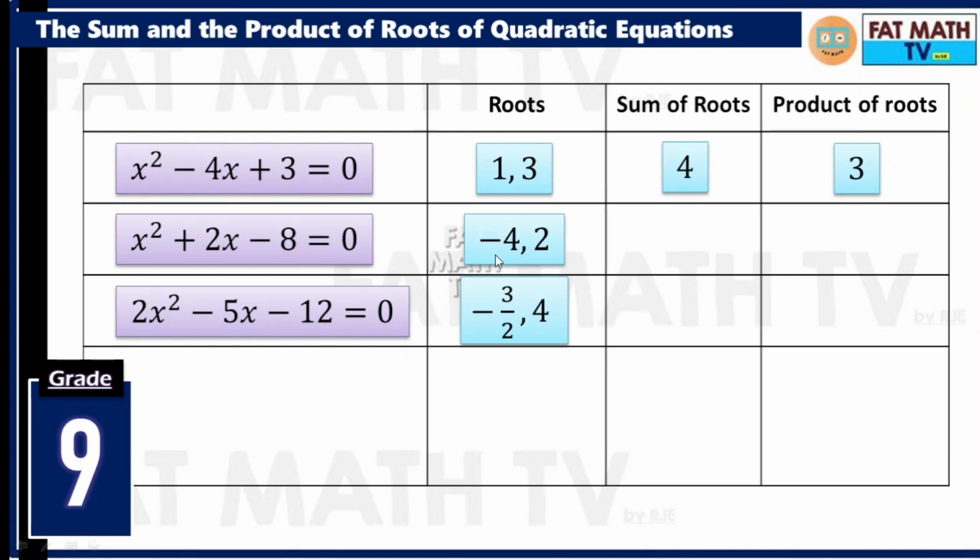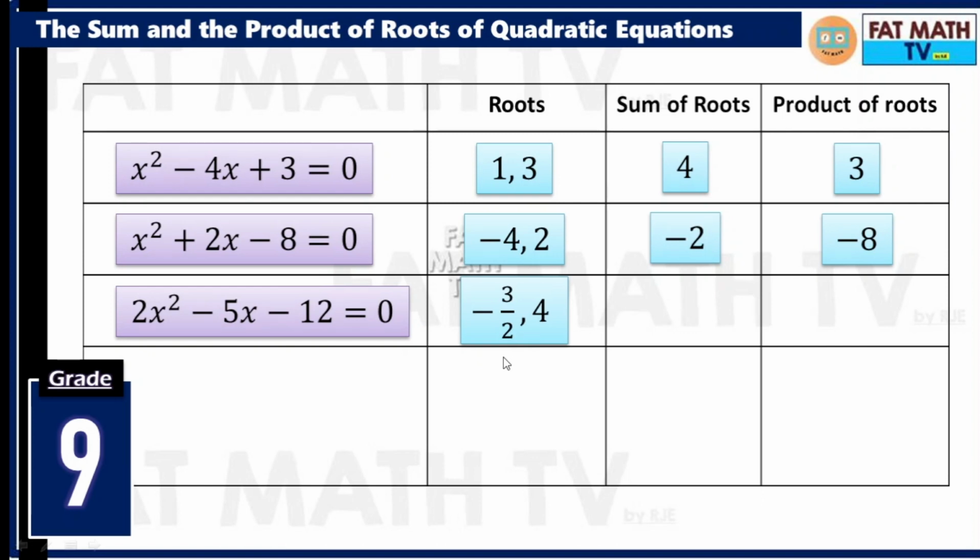For the second equation, the roots are negative 4 and 2. The sum of negative 4 and 2 is negative 2. So that is the sum of the roots of this equation. And the product is negative 4 times 2. That is negative 8. And lastly, for our last example, the sum of the roots: you will have negative 3 halves plus 4.